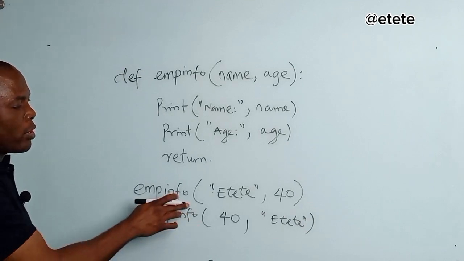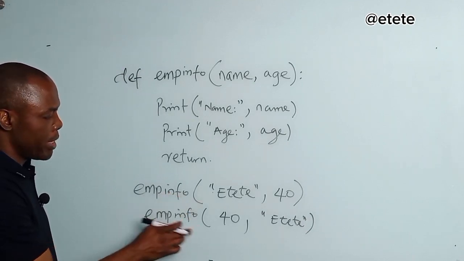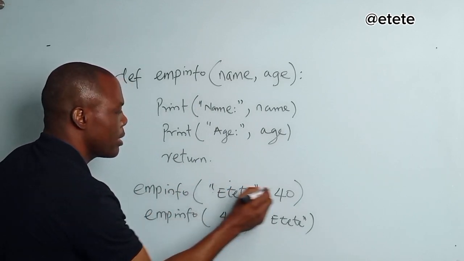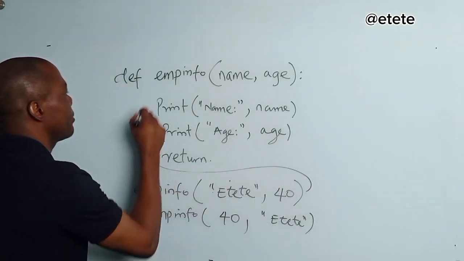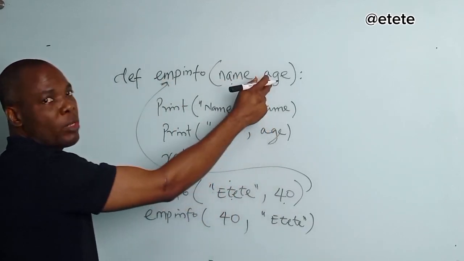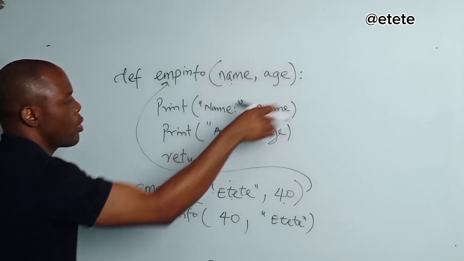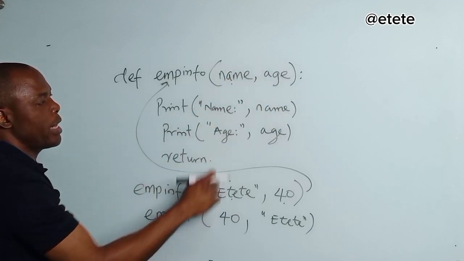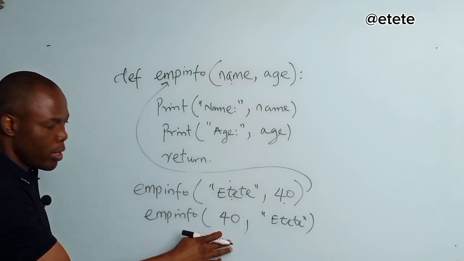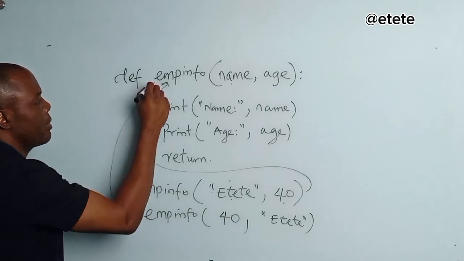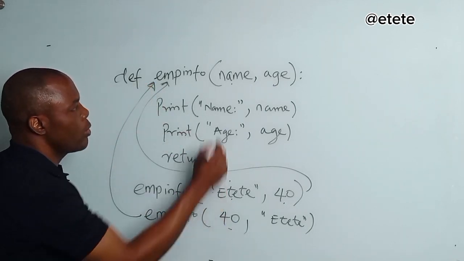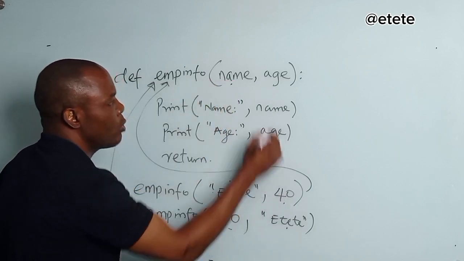Now, if you look at this, I'm calling this function 2 times, the first time and then the second time. So when I call the function here, it will come here, right? I'm calling the function. So this theta will be supplied to name, and then 40 will be supplied to age. So this one will come in, print name, it will print a theta, and then print age, it will now print 40. But for this one, when I call the function here again, what will it do? This 40 will be supplied to this name, and this theta will be supplied to age.